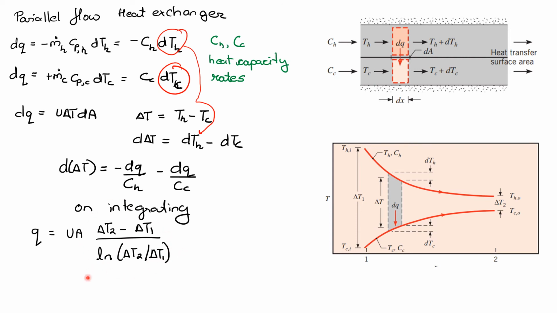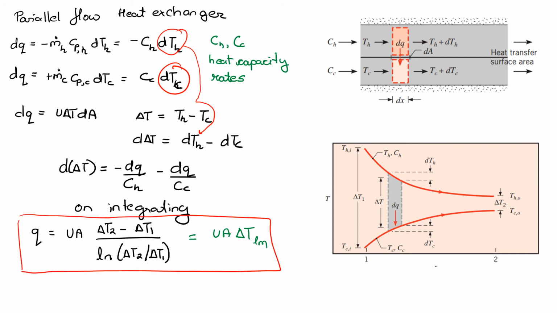And we have seen this expression before. It's nothing but the log mean temperature difference. So I can write Q, the heat exchanged between the two fluids, as the overall heat transfer coefficient times area times the log mean temperature difference. So this is how you calculate the heat transfer rate between the two fluids of a heat exchanger. And our delta T1 here is Thi minus Tci, and delta T2 is Tho minus Tco, and this is for a parallel flow exchanger.